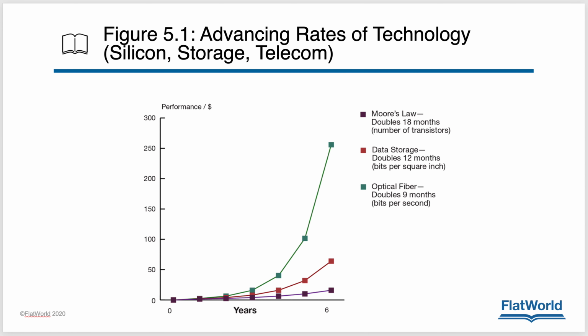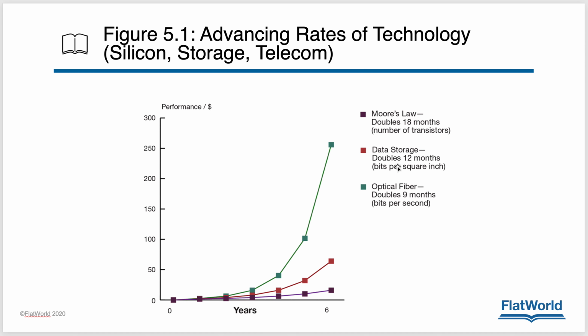So there are advancing rates of technology in silicon, storage, and telecom. So Moore's law doubles the number of transistors on a chip every 18 months. And that is this line right here.